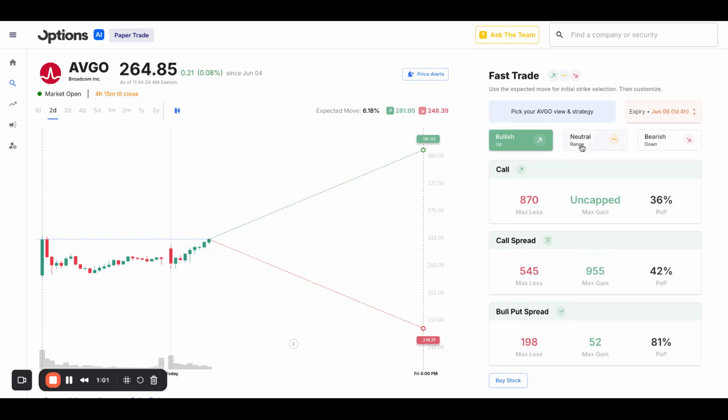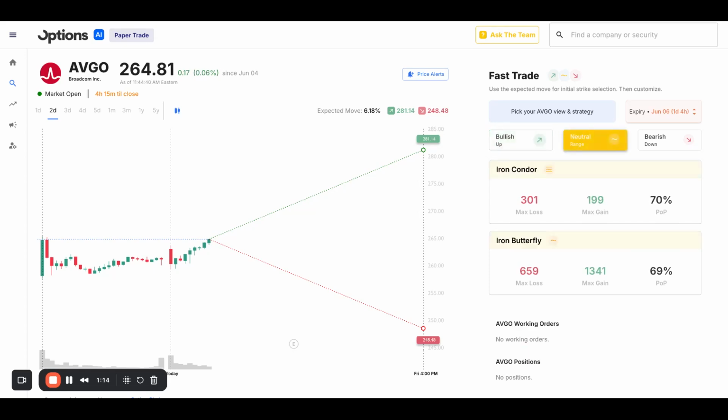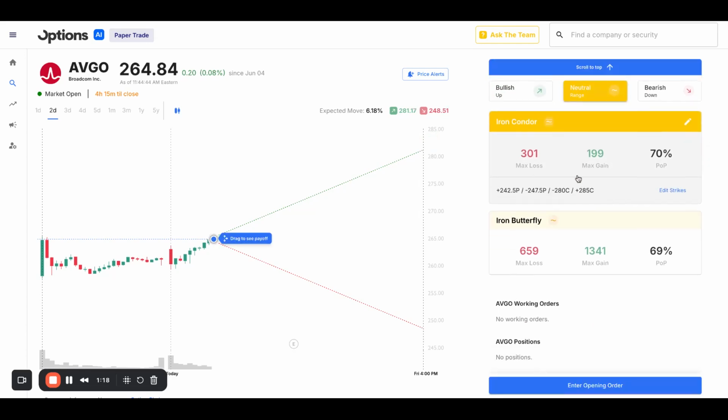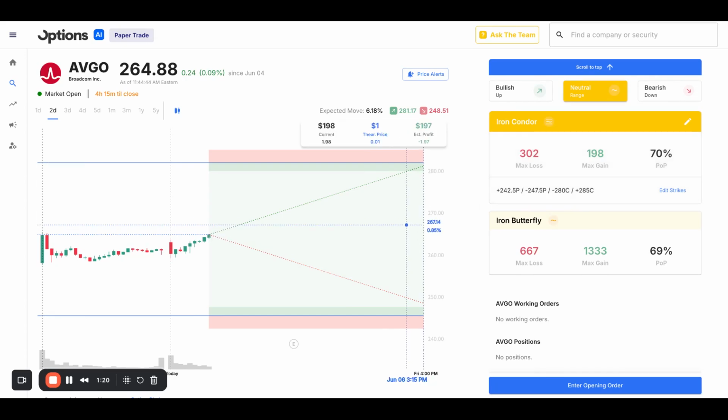But with this in mind, let's go ahead and take a look at the iron condor, and we'll look at how to position yourself potentially with a wider than usual iron condor that's also skewed somewhat to the downside. So we're going to go ahead and click the neutral fast trade button and select our iron condor, which as usual will set up by default to the expected move.